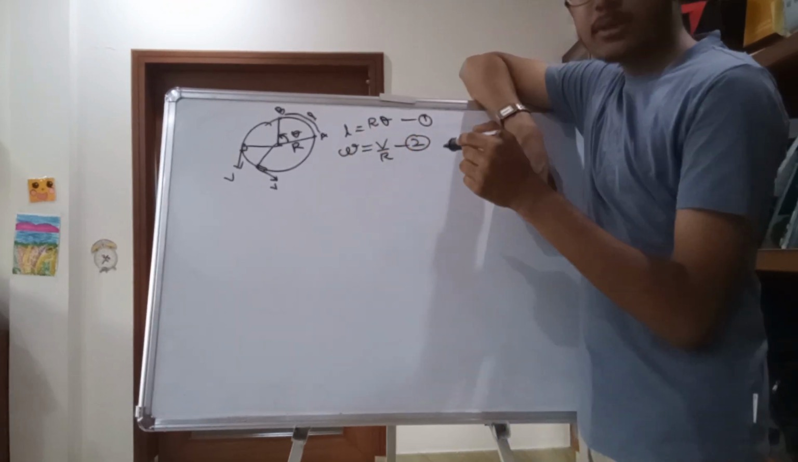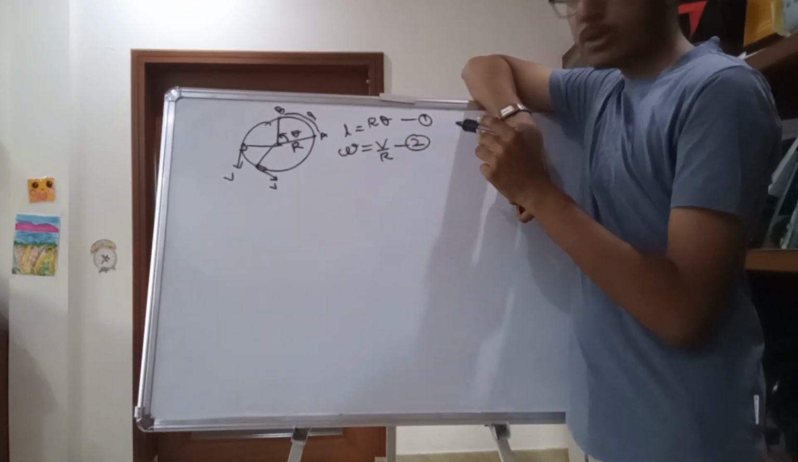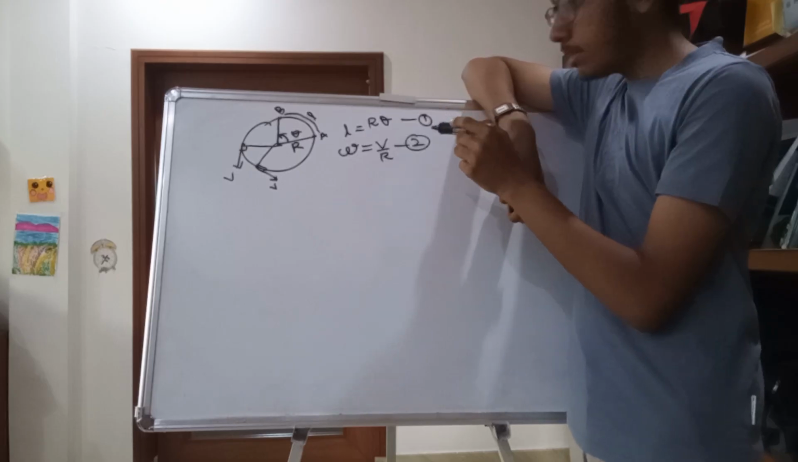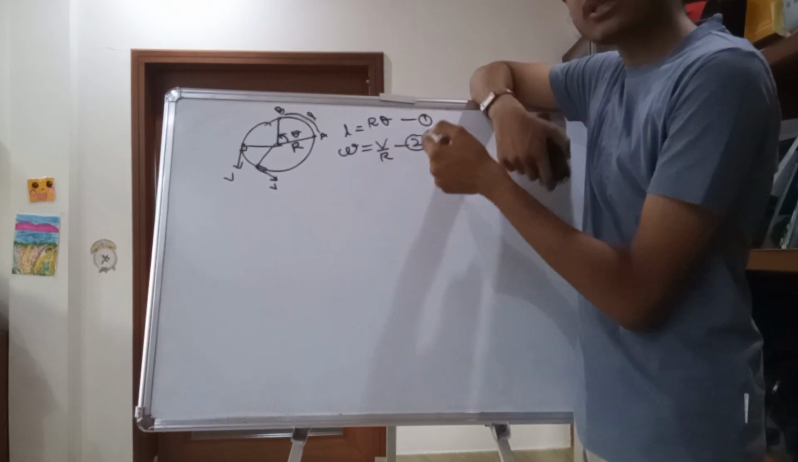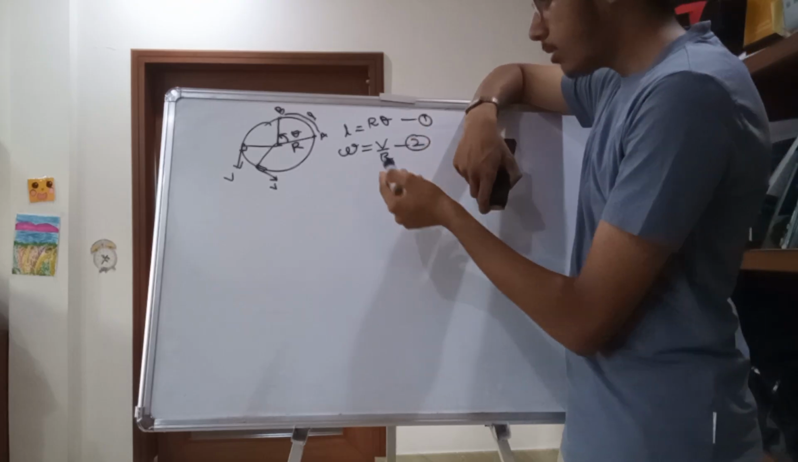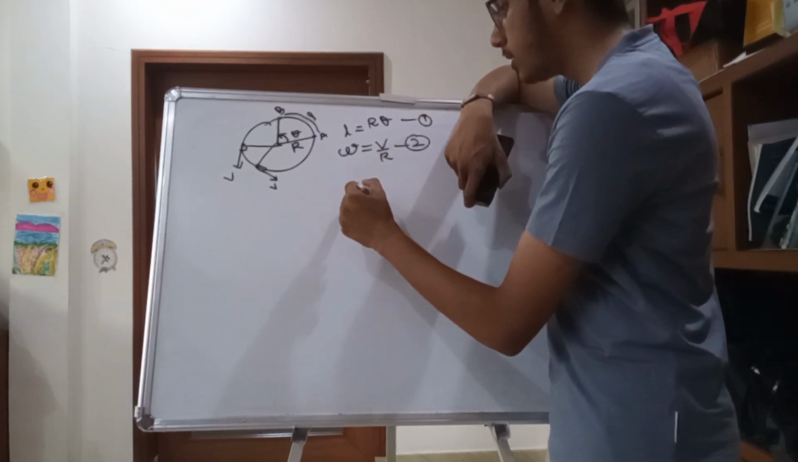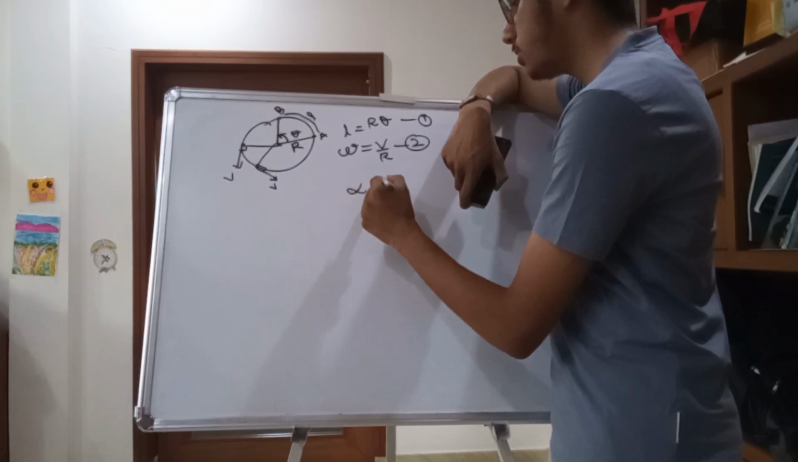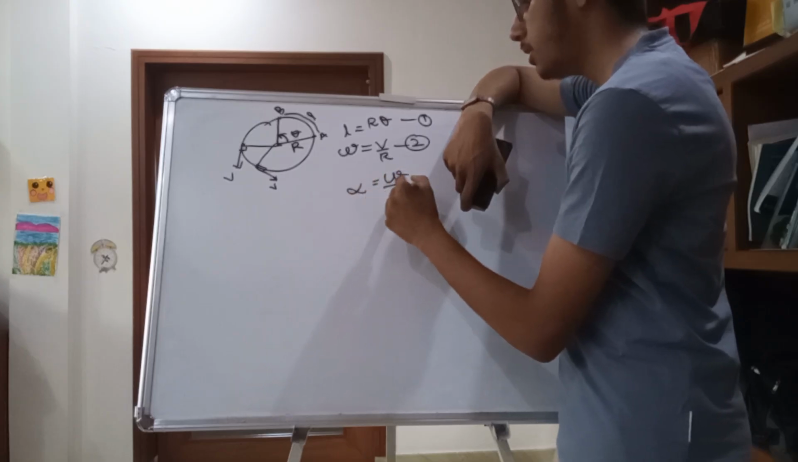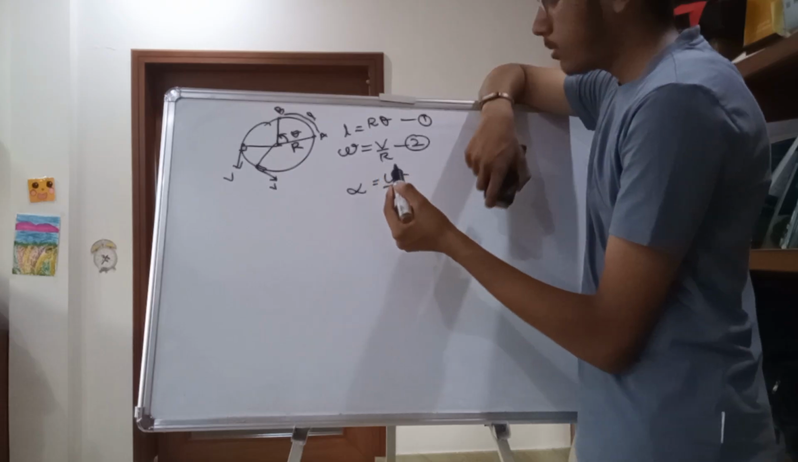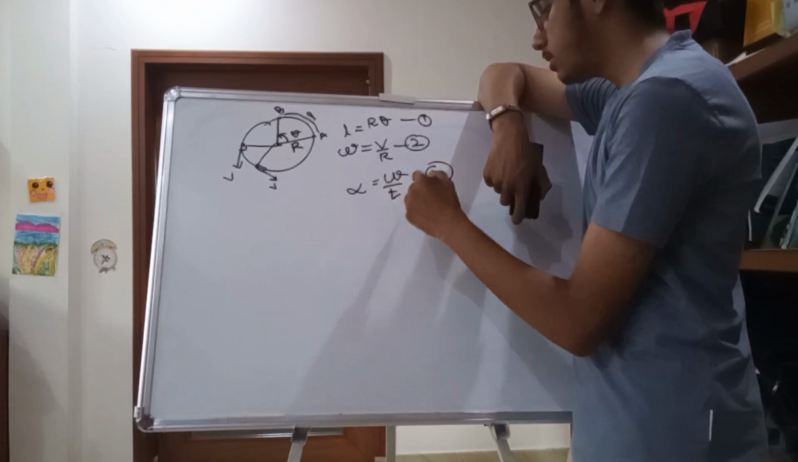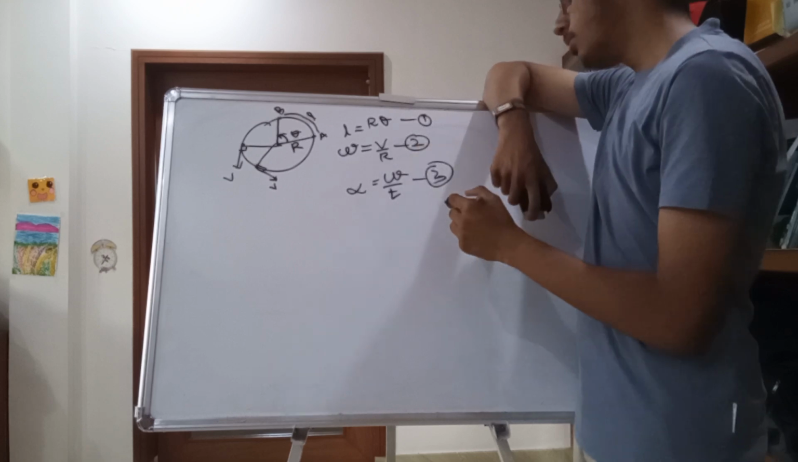And obviously, if the velocity is constant, then no problem. If the velocity is going to change with time, then obviously some kind of angular acceleration is going to be there. That angular acceleration can be written as alpha, which is equal to change in omega by time. These three formulas you need to know.